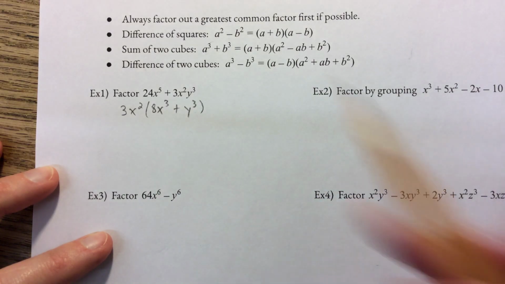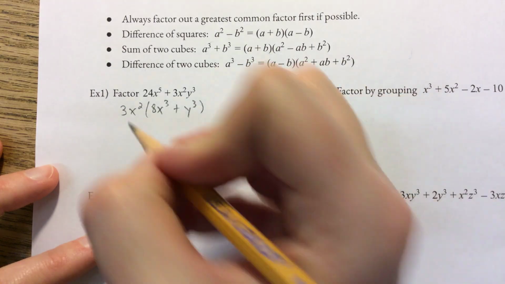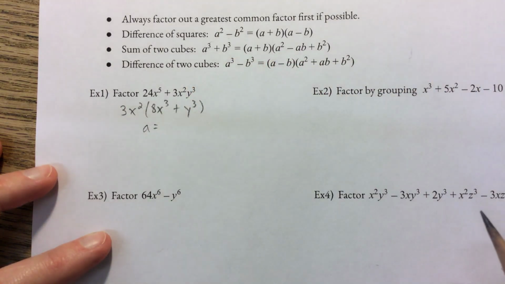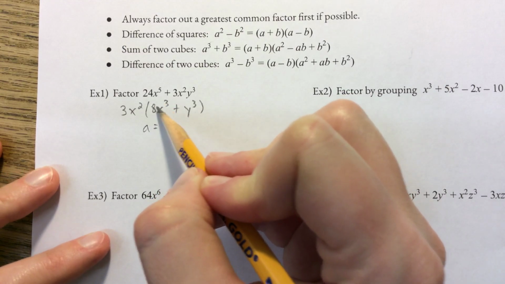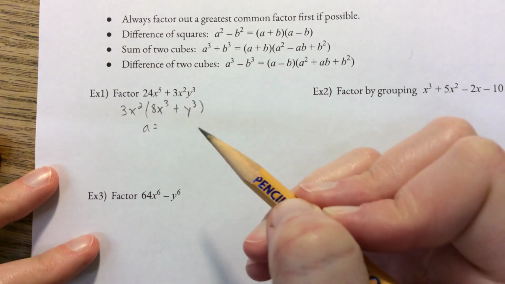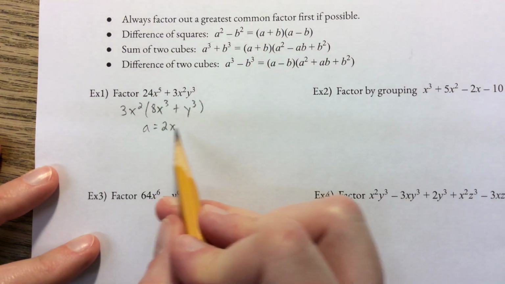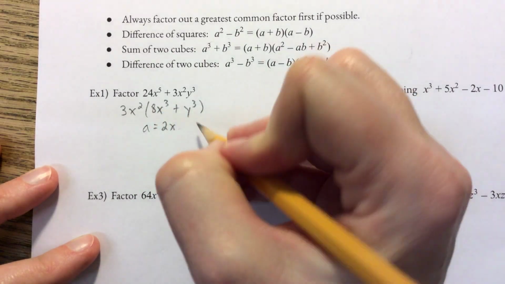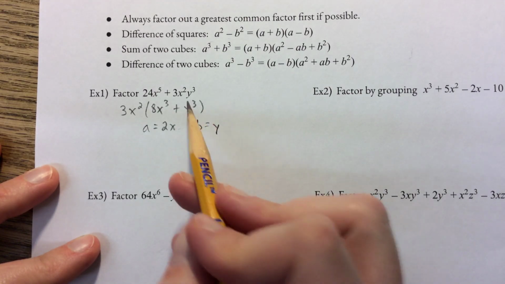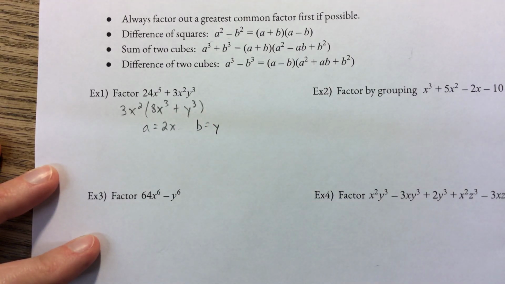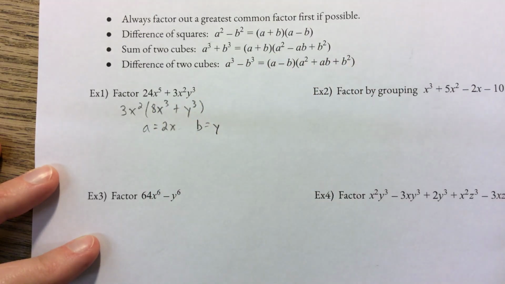So what I'm going to do when I have that is identify what the a and the b would be, and then that'll help me plug the stuff into this formula. So in this case, the a is the cube root of this stuff. In other words, what thing times itself 3 times would give me this? And that would be 2x, because if I multiply together 3 2x's, that's going to give me 8x cubed. Then the b term is going to be y, because if I multiply together 3 y's, that gives me y cubed.